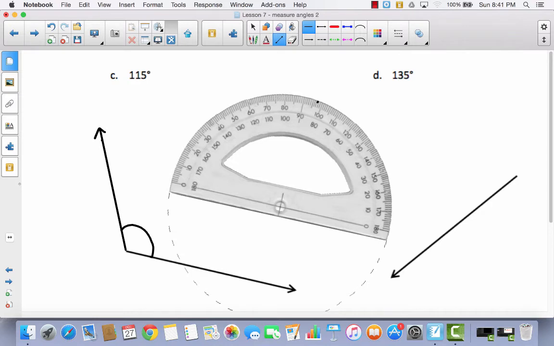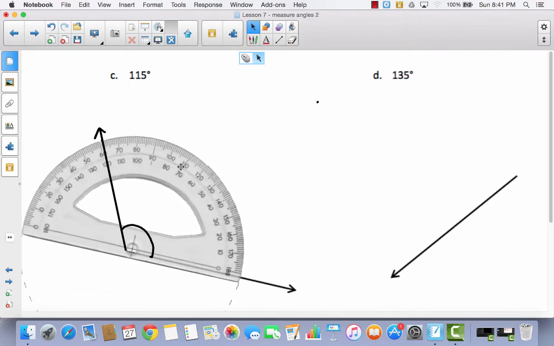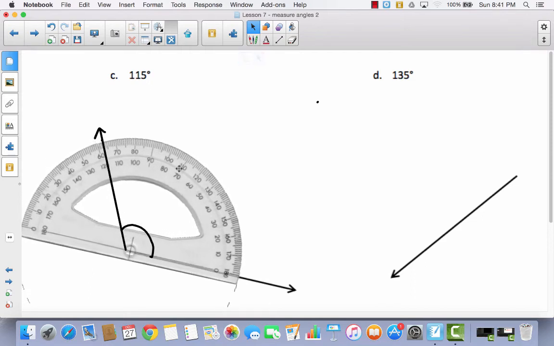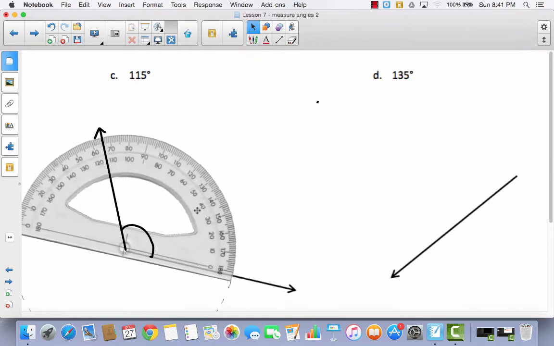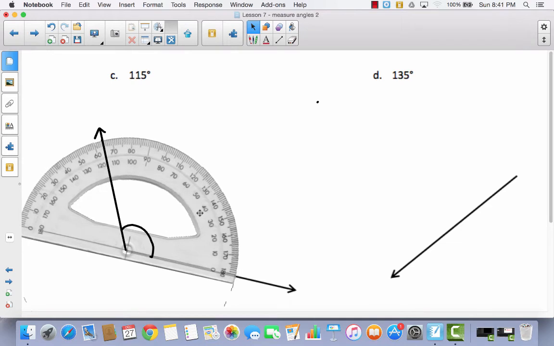All right, now I'm going to measure my angle to see if it is indeed 115 degrees. Okay, so I'm going to set it back on here, line it up. Very close. All right, see if you can't make this one 135 degrees all by yourself.